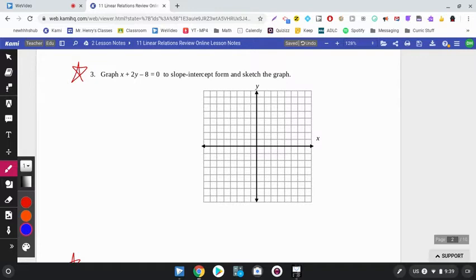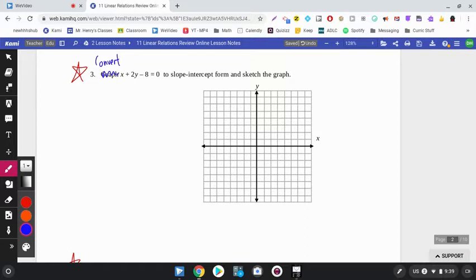So the wording of this is all wrong. This should say maybe convert. Okay, I have x plus 2y minus 8 equals 0. That is general form. Beautiful way to write a final answer, not super useful. Okay, and this is something we're going to do quite a bit.